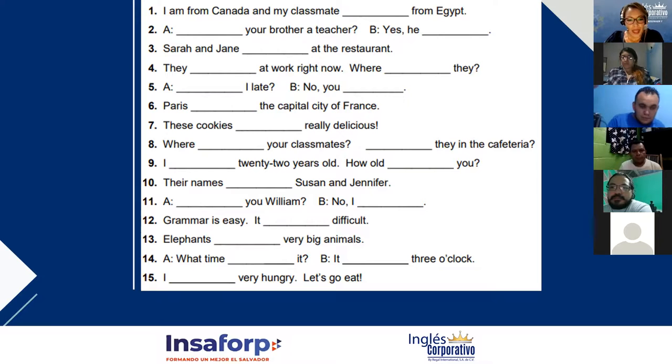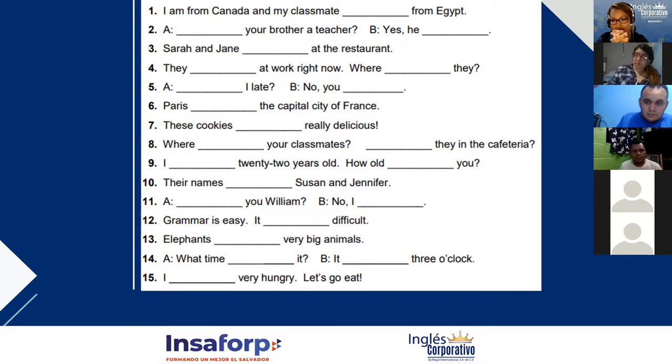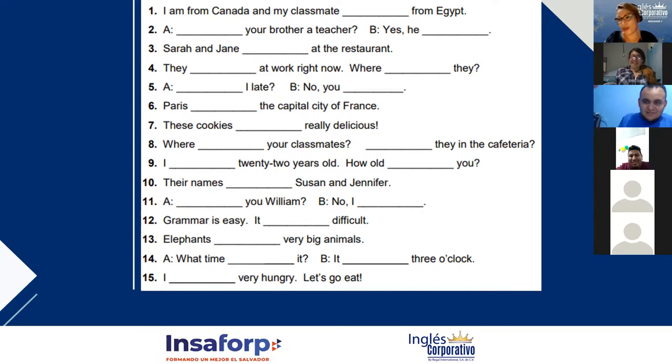No, I am not. Okay, number 12, grammar is easy. Okay, aquí está diciendo grammar is easy. It is difficult. ¿Qué significa easy? Fácil. Ay, me emocioné y le di la respuesta antes. Easy, fácil. Es fácil. Okay.